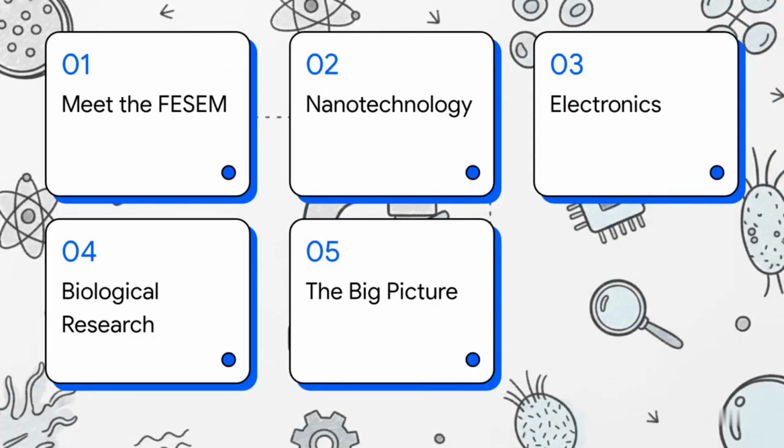Okay, let's dive into this. Here is our agenda for today. 1. Meet the FESEM. 2. Nanotechnology and Materials Science. 3. Electronics and Semiconductors. 4. Biological and Chemical Research. And 5. The Big Picture.